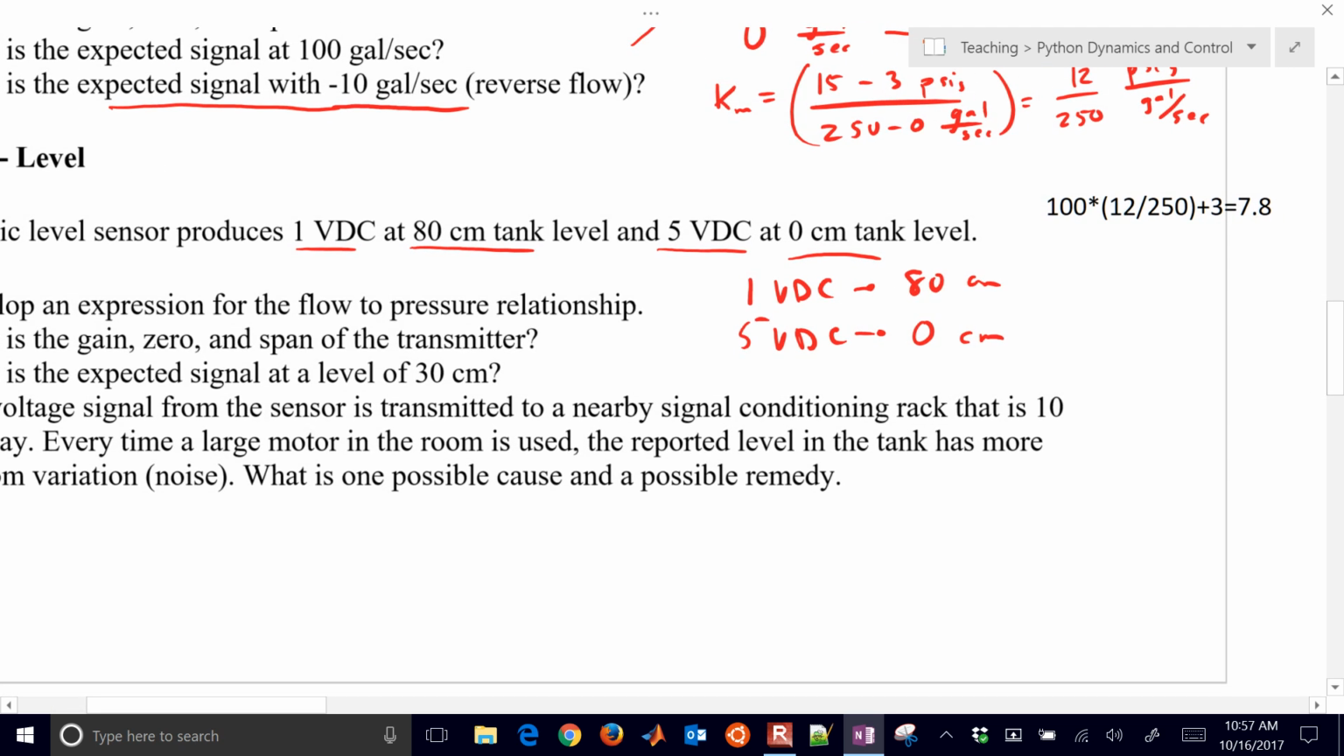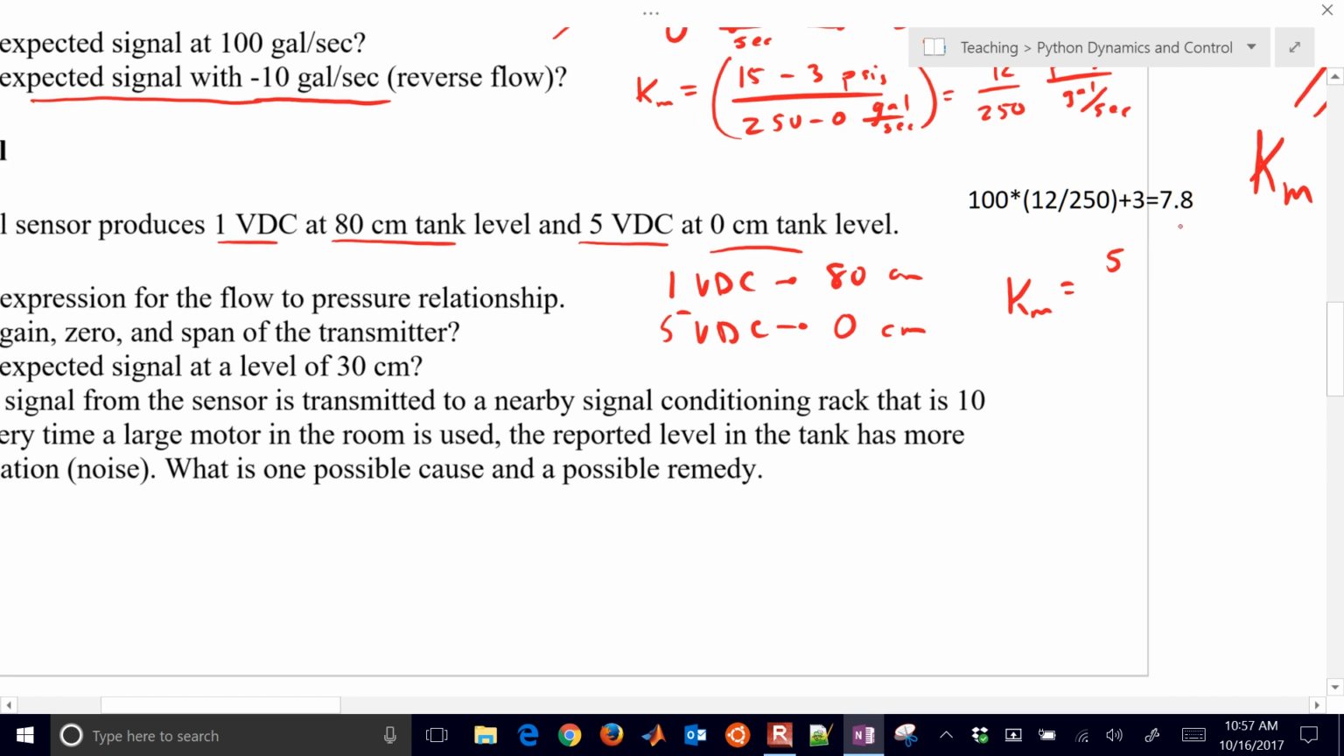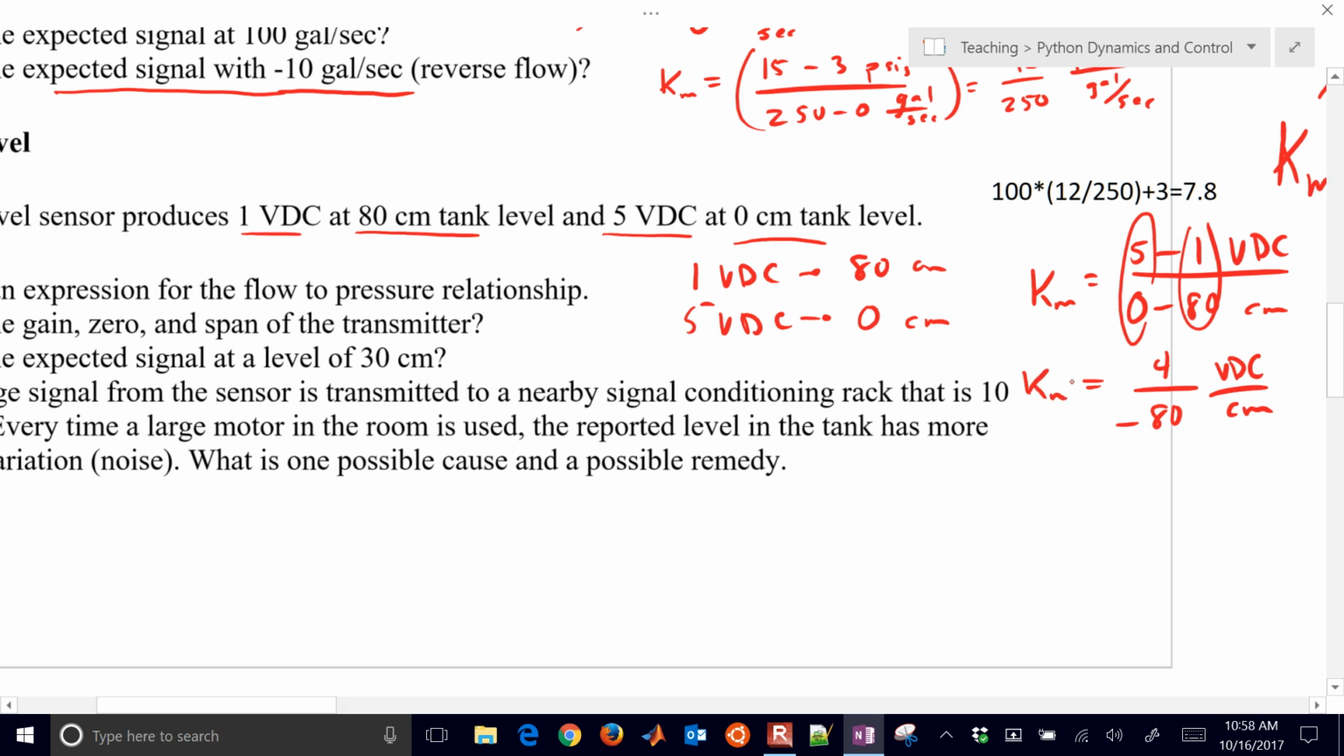Okay, so a little bit switched up here, but I'm going to calculate my gain and just keep these straight. It's going to be 5 minus 1 volts DC divided by 0 minus 80 centimeters. So these two correspond to each other, and these two do as well. That's going to be 4 divided by negative 80, in volts DC per centimeter. So there's our gain right there.